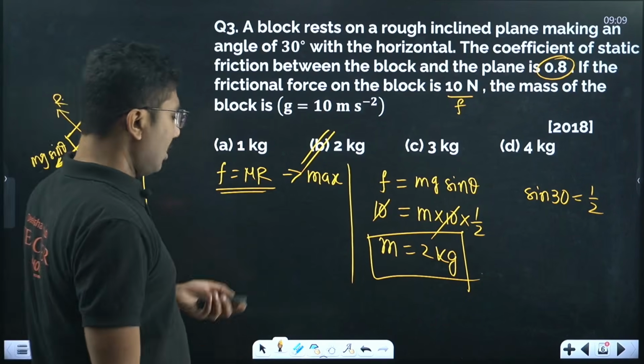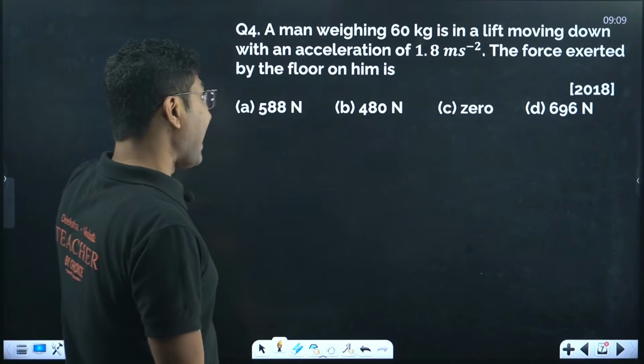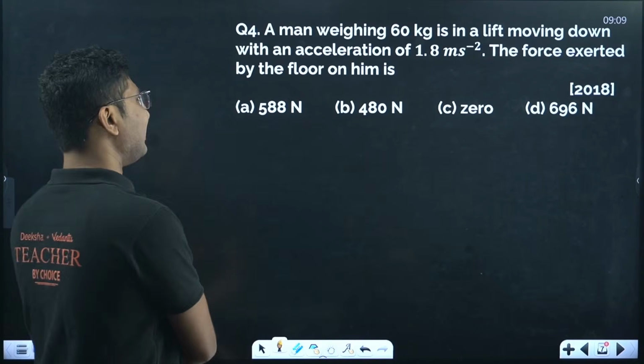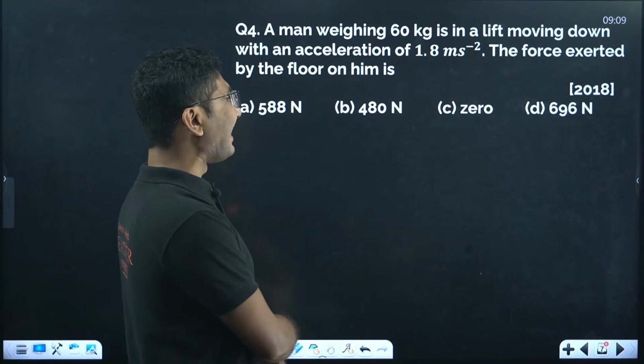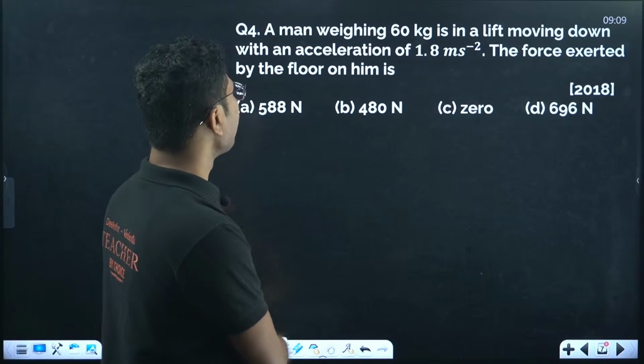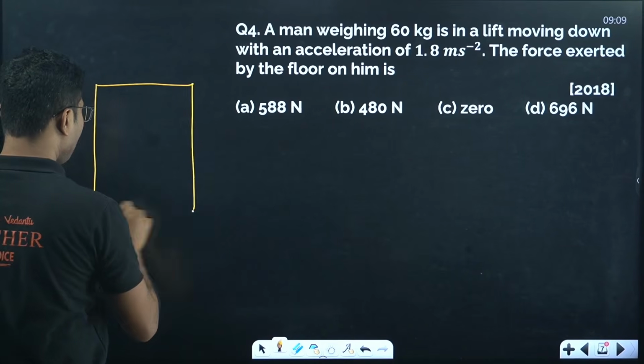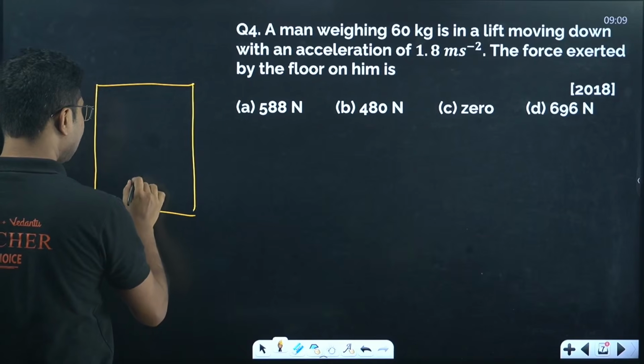Clear? Next, a man weighing 60 kg in a lift moving down with an acceleration of 1.8 meter per second square. The force exerted by the floor on him. Okay, now lift motion, as I mentioned, so the man is standing on the lift.